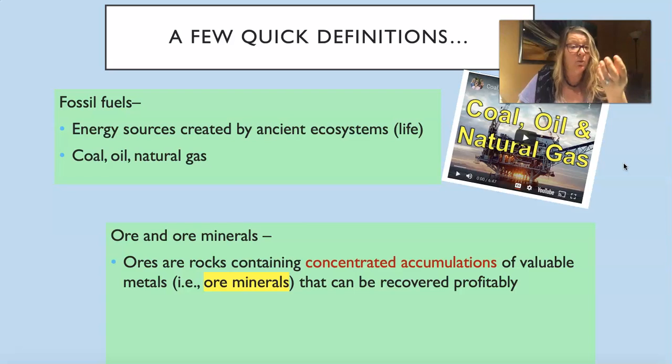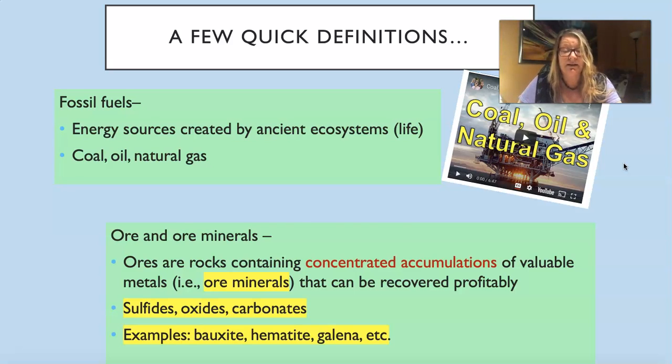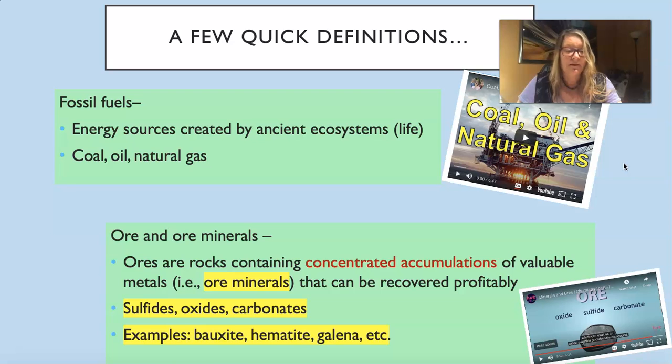And that thing that we want is usually a metal, and that's what we call the ore mineral. Ore minerals are often sulfides, oxides, carbonates. They're not often silicates. Examples that we looked at in lab include bauxite, hematite, galena, and the other ore minerals that we looked at in the ore mineral lab. And you also learned about ores in the short little video called Ore Minerals.